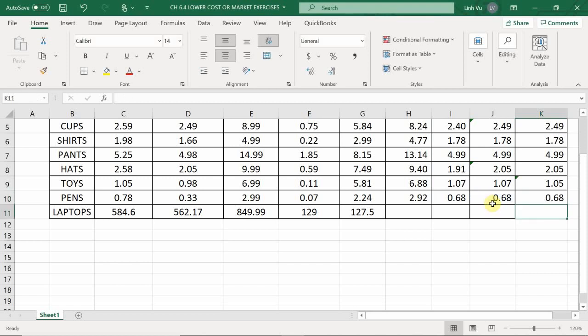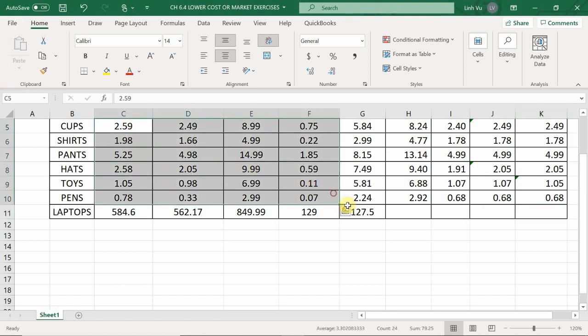Okay. So last but not least, I purchased laptops. Okay, it cost me $584.60 each. The market told me that it is now worth $562.17 now. I sell these laptops for $849.99 each. In order to dispose, it's going to cost me $129, and the amount of profit I want to get is at least $127.50. Right?